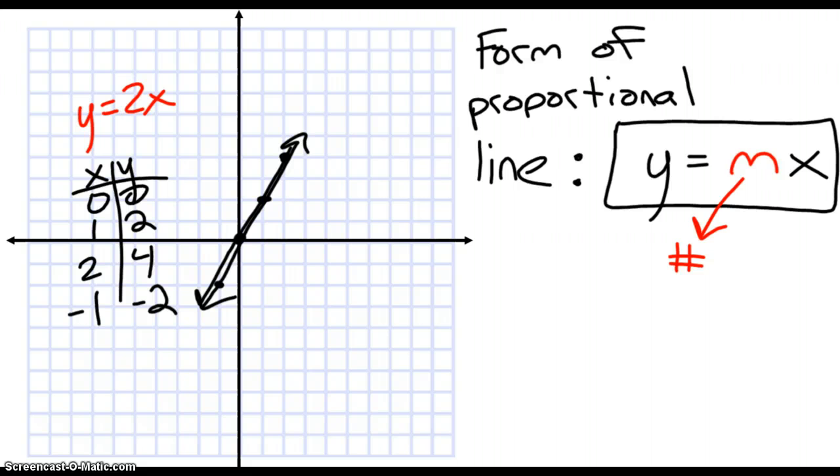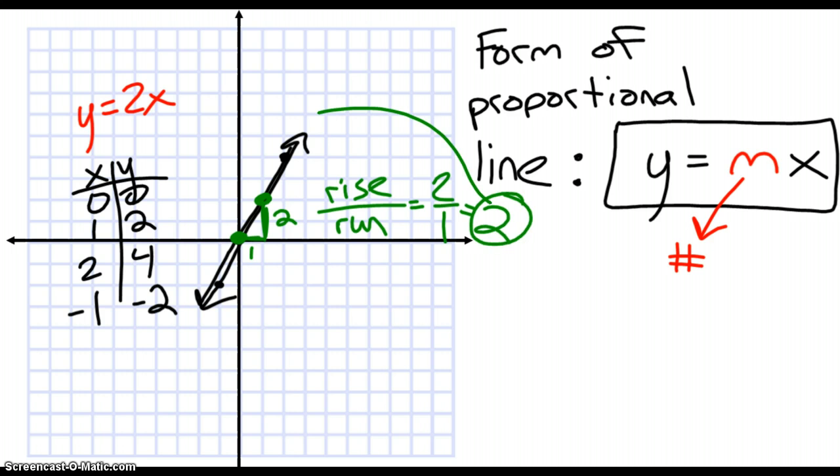Here's the real cool thing. What is the slope of the line that we just created? We'll take any 2 points that are on there, and we'll use the rise over run. If I go over 1, up 2, my rise is 2, my run is 1, 2 over 1 equals 2. So the slope is always the number in front of x when we have a proportional line. So m represents any number, and in this case, that number represents the slope when it's in this format.